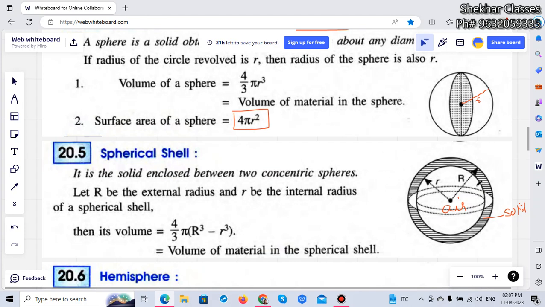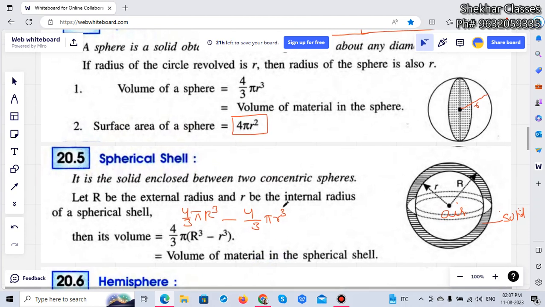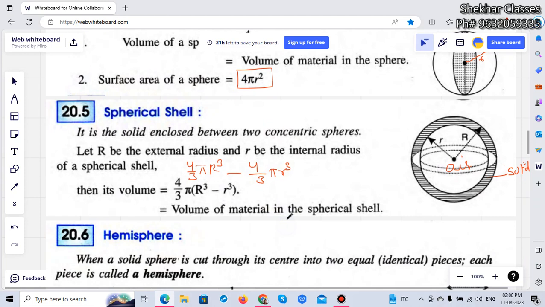So what is the volume of air plus solid? Using the capital R, it is 4 upon 3 pi capital R cube. And what is the volume of the air only? 4 upon 3 pi small r cube, because if I use the smaller radius, I have found the volume of the inner part only. Subtract it from there, and you will get the volume of the solid part. So the volume will be 4 upon 3 pi, which is common, into R cube minus r cube. That's the volume of the material of which the spherical shell is made, right?